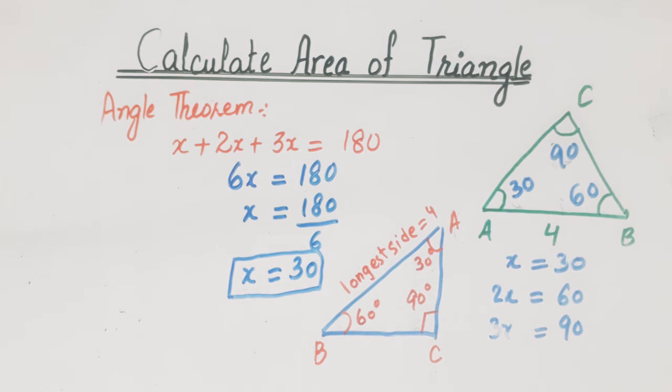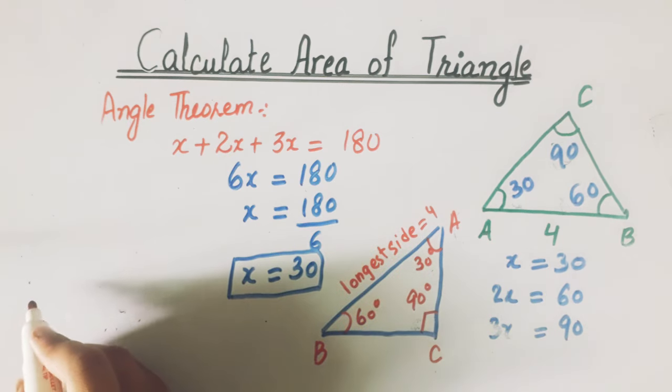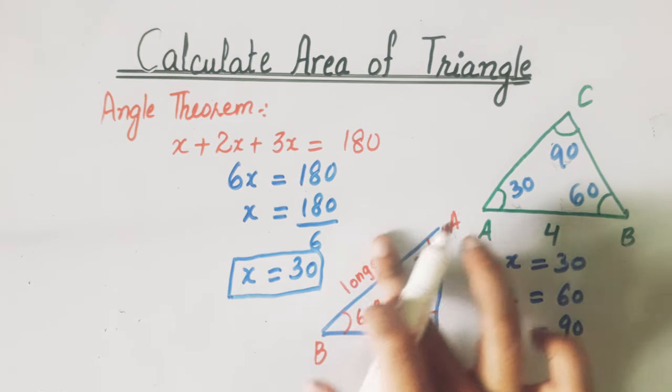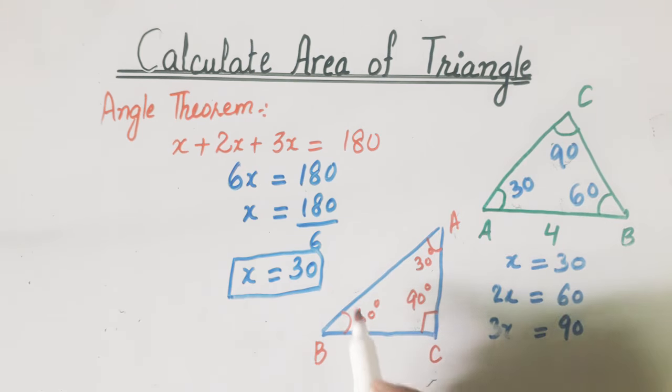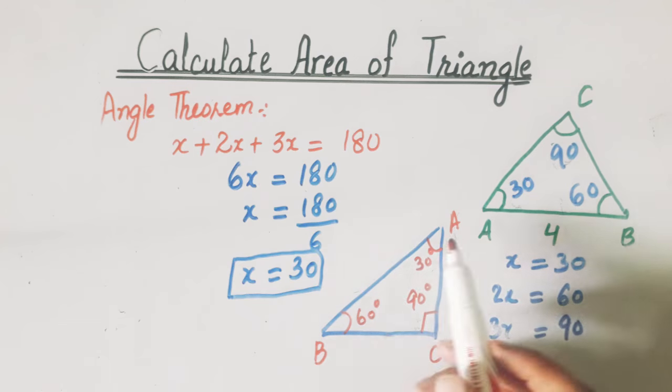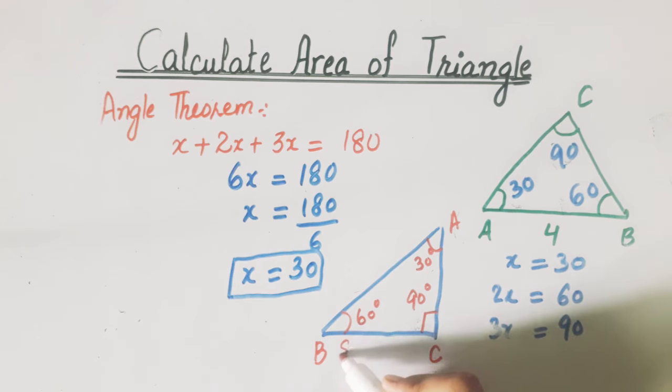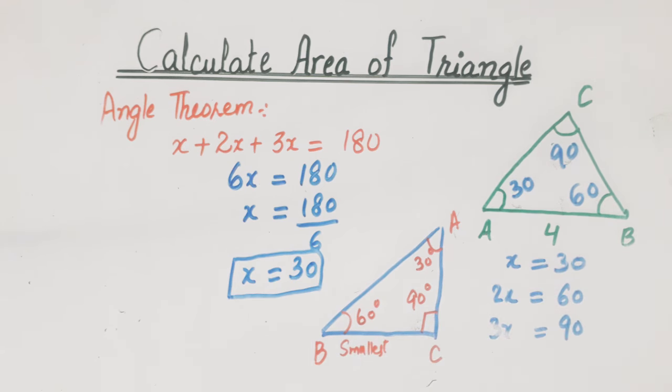Now first of all we see that this is a special case of a triangle in which the two angles are 30 and 60 and one angle is 90 degrees. So consider that this is the largest side. So if this side is small and this is the smallest side, if this side is 1, this side will be 2.